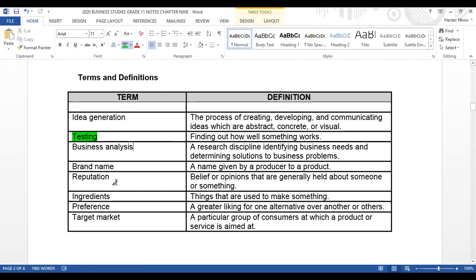Then we're going to deal with business analysis. Here is a research discipline identifying business needs and determining solutions to business problems, right? So that's your business analysis. Then we look at your brand name, the name given by a producer to a product. We know we've got different brand names and stuff like that. Reputation. A reputation is a belief or opinions that are generally held about someone or something, basically, right? So that's what we mean about reputation.